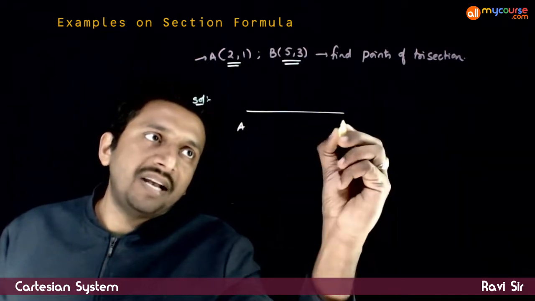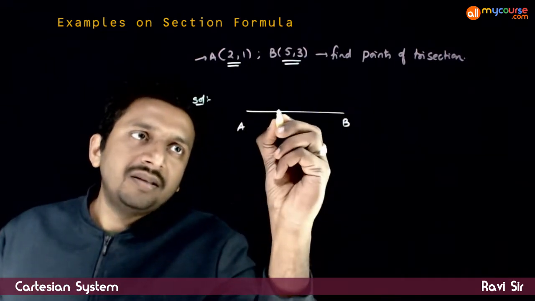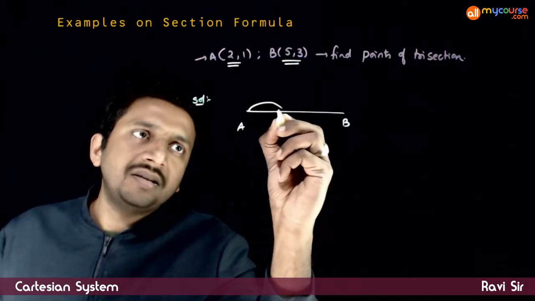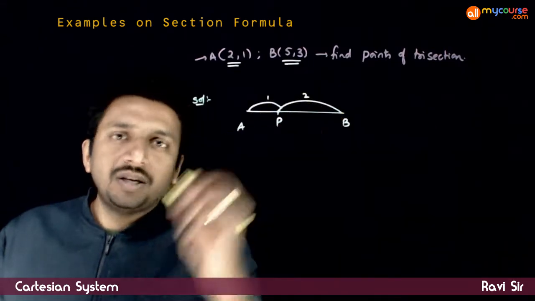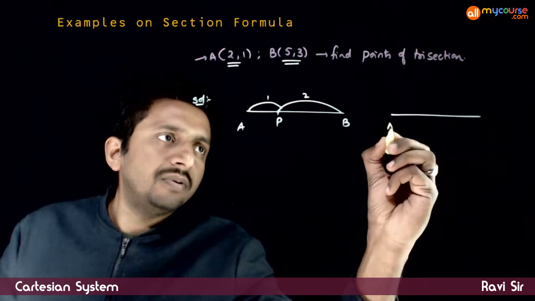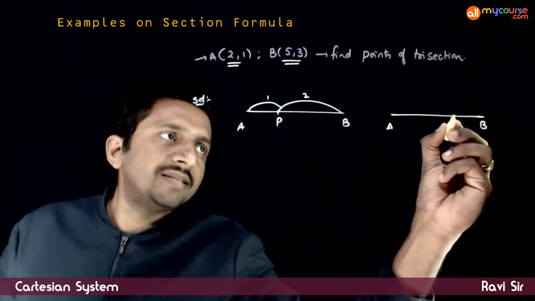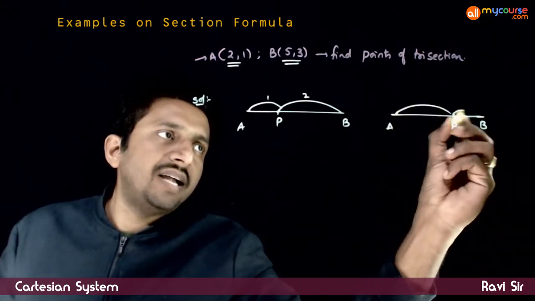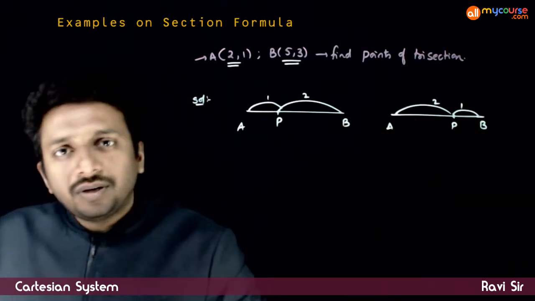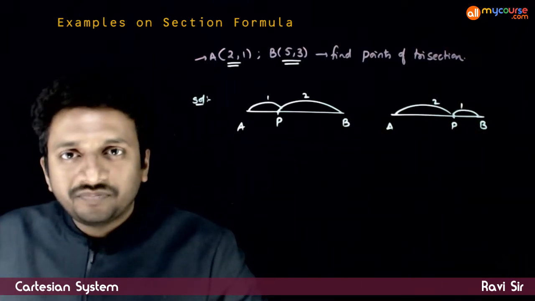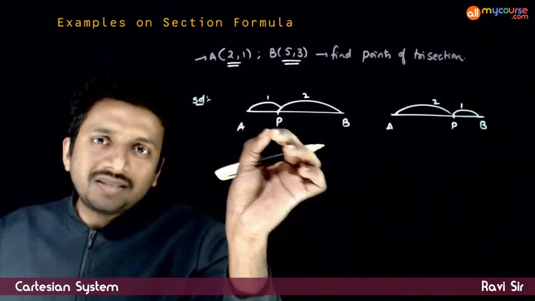That is, if you have the line segment AB, the first point of trisection divides AB in the ratio 1:2. And the second point of trisection divides AB in the ratio 2:1. So now, what is the first point?